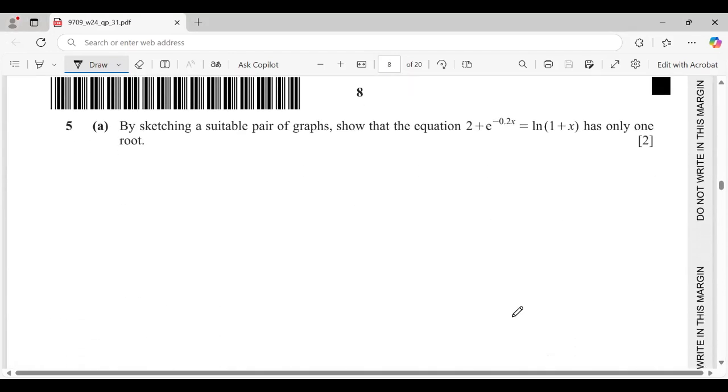Number 5. By sketching a suitable pair of graphs, show that the equation 2 plus e power minus 0.2x equals ln of 1 plus x has only one root. I will start with the graph of y equals 2 plus e power minus 0.2x.